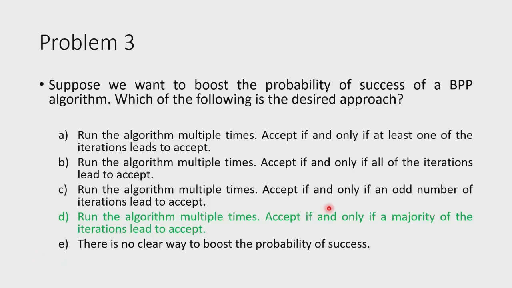Why can't we do the odd number, like option C? When we do the analysis, it will be clear why we need majority. But here's an intuitive answer why an odd number of iterations is a bad idea. Odd and even is the parity of a number, right? And that's not a very stable quantity.